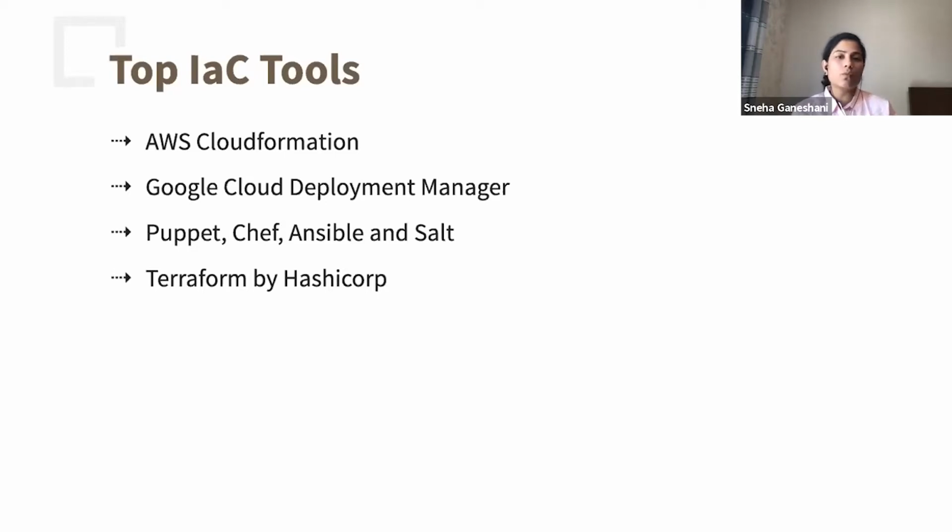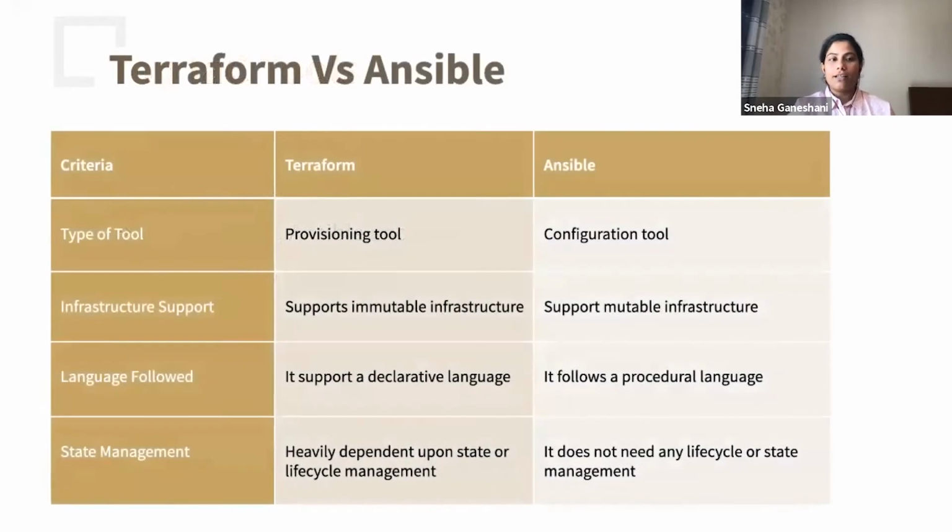Lastly, and the most widely used, is Terraform by HashiCorp. It is provided by HashiCorp and is widely used to deploy infrastructure on various cloud providers like GCP, Azure, VMware, and whatnot. Now, let's see some of the basic differences between the most widely used open source tools.